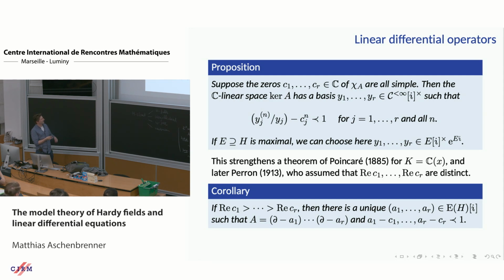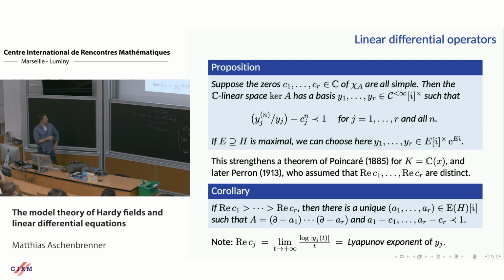we can say something more. If the real parts are all distinct, and let's say I ordered them so that they're decreasing, then in fact there's a unique factorization of your differential operator into a product of order 1 operators, where all the factors take the limit given by this 0 at plus infinity. And again, because of uniqueness, this actually implies that this factorization happens already over this perfect hull of H, or its complexification.